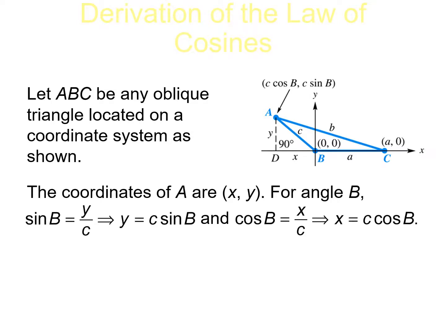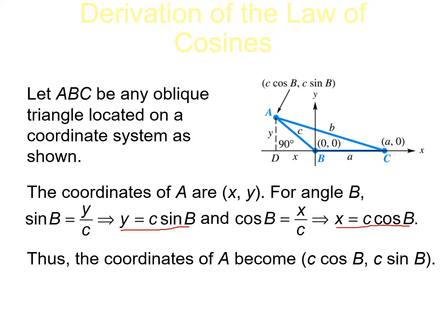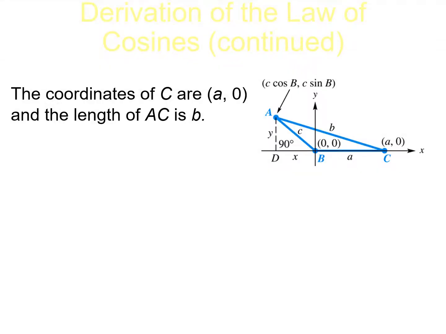Now, the coordinates of A are x, y. For angle B, I know sine of B is y over c, so y is c sine B, and cosine of B is x over c, so x is c cosine B. So the coordinates of A become c cosine B, c sine B. Now the coordinates of the point C are a, 0, and the length of AC is b.